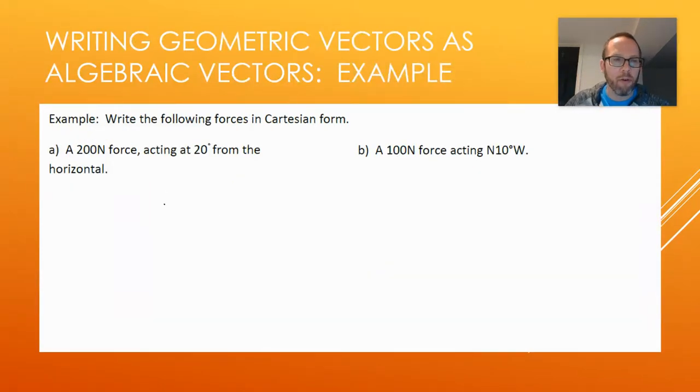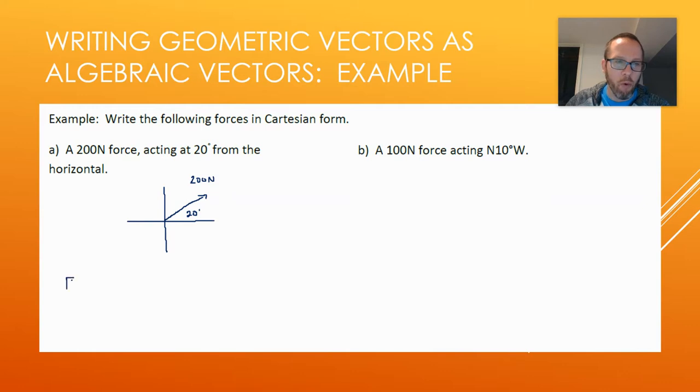So here we have a 200 Newton force acting at 20 degrees from the horizontal. So something like so, 200 Newtons. I guess I didn't really say right or left, but that's fine. We'll assume 20 with the horizontal.